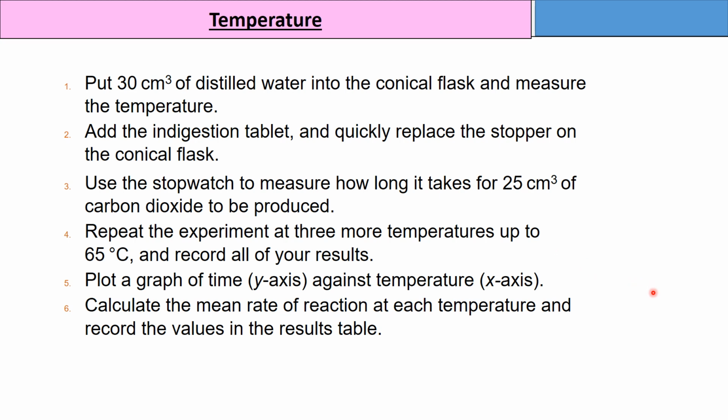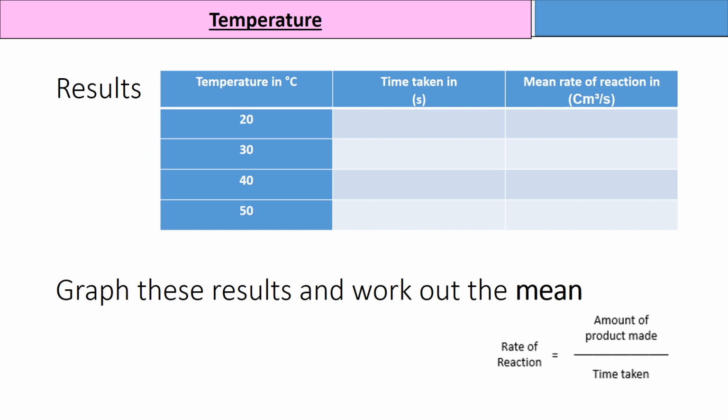I've used in my table 20, 30, 40, 50, 60 degrees Celsius, but you can use any other temperatures you would like. It doesn't matter, as long as they are exact temperatures when you put the tablet in. At the end, you'd plot a graph of time against temperature, and then calculate the mean rate of reaction at each temperature and record the values in the results table. So that's what your results table would look like.